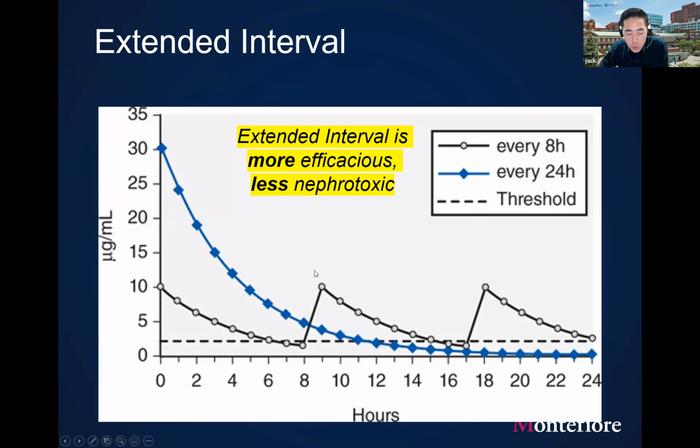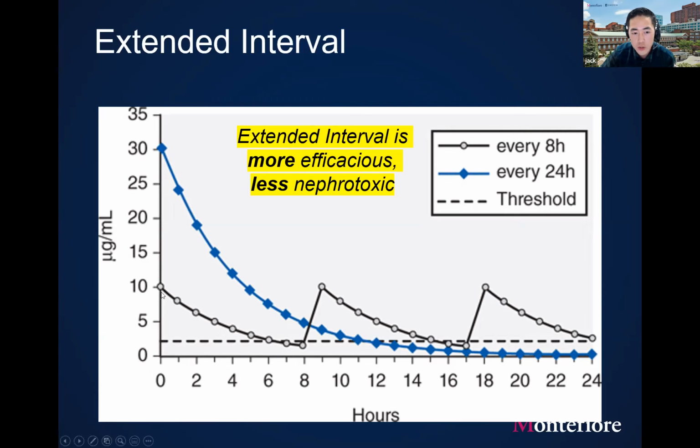So there's 2 ways of dosing aminoglycosides. The first way is the traditional way, which is Q8 or Q12, et cetera. And then recently, or not recently, maybe about a decade or so ago, there was a new way to dose aminoglycosides, taking advantage of its parameters, such as its peak-dependent killing and its post-antibiotic effect.